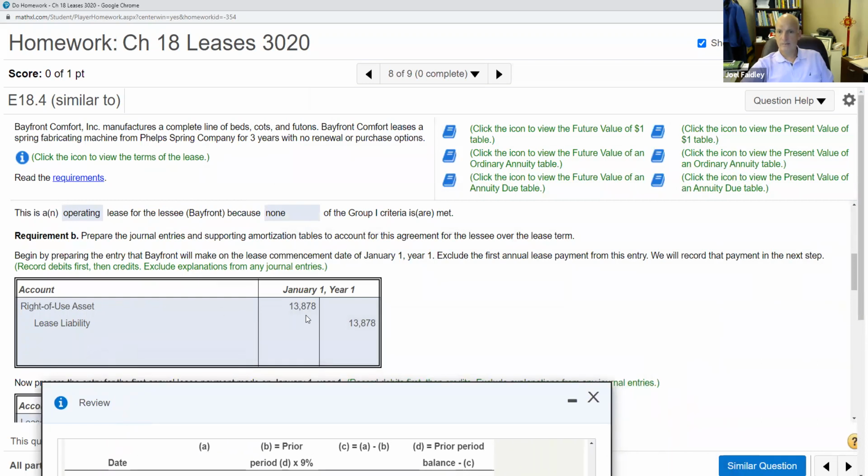There's my 13,878. That's the present value. That always goes on your books: right of use asset, lease liability, even though this is an operating lease. Right there, see it? None of the criteria are met, but operating is a lot different. I keep saying this, it's a lot different than what it used to be.